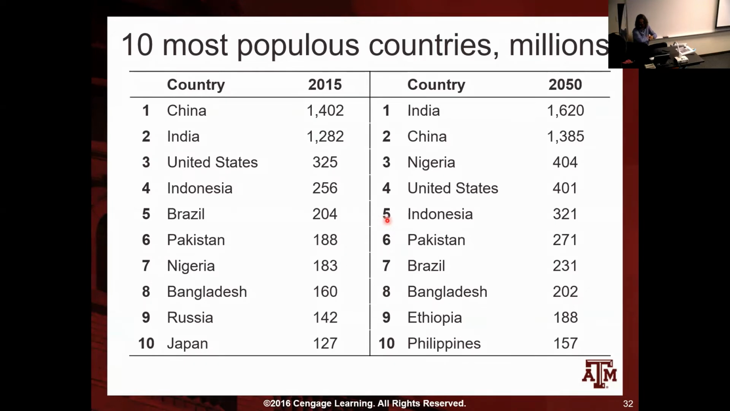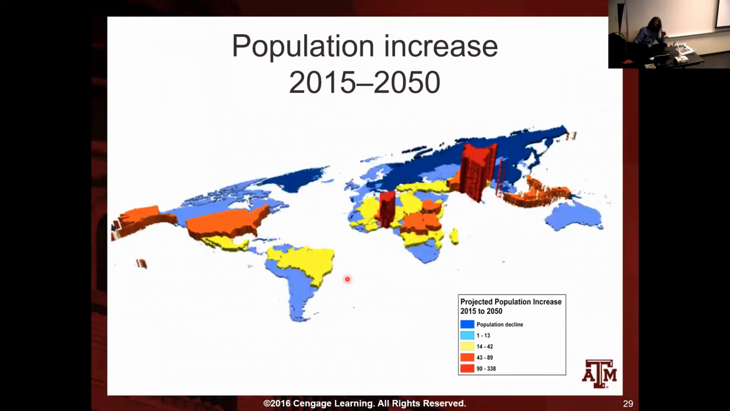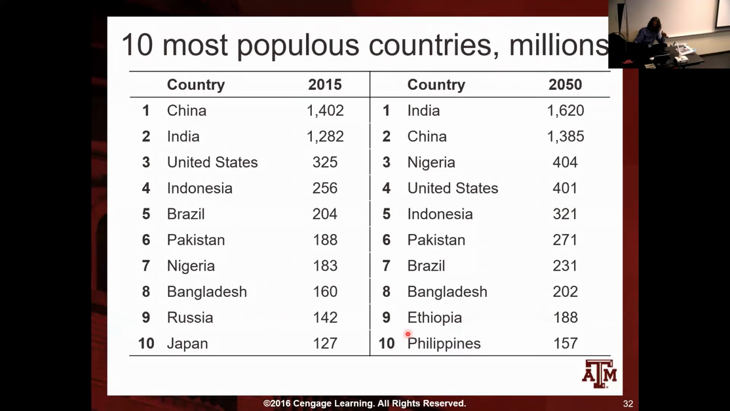And here are the 10 most populous countries. So China, around 1.4 billion in 2015, India 1.3, US around 325 million. And we expect India, exactly because of that huge population increase in the next decades, to have more people by 2050 compared to China. So India is expected to have around 1.6 billion and China 1.4. In Nigeria, you saw in the map how it was growing so much in absolute terms, we expect it to increase from 183 to more than 400 million people by 2050. It's going to be the third largest country in the world in terms of population size, passing the US, right?